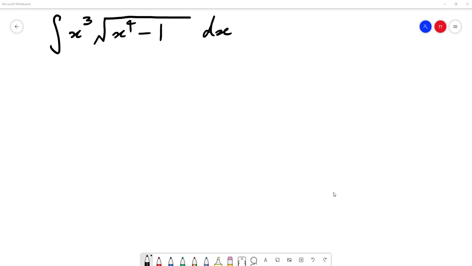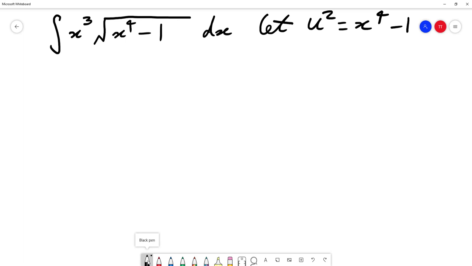So whenever we have a surd, we get rid of the surd. So in our question here, we've got the square root of x to the power 4 minus 1. So instead of saying let u, we're going to say, well, how do I get rid of a square root? I square something. So I'm going to say let u squared equal x to the power 4 minus 1.